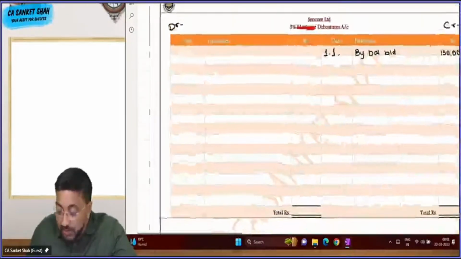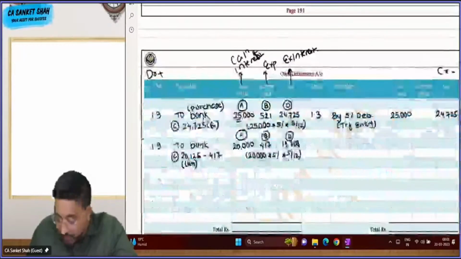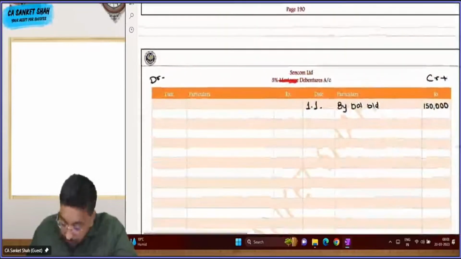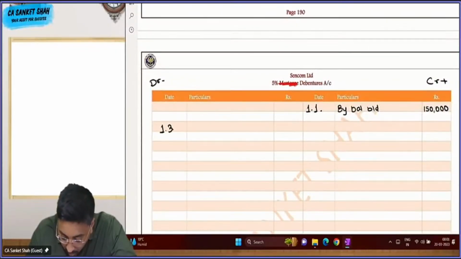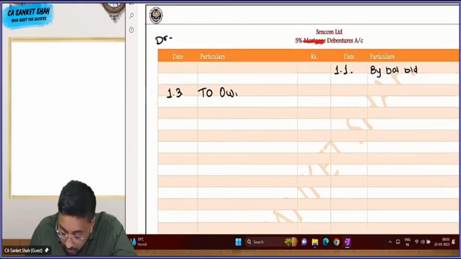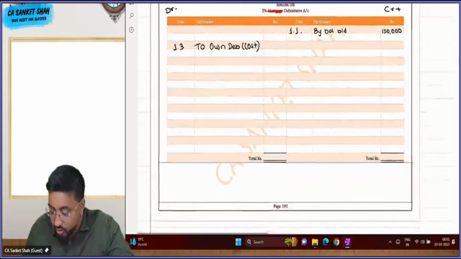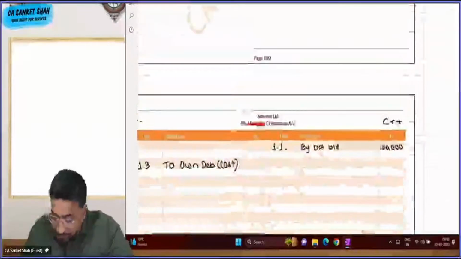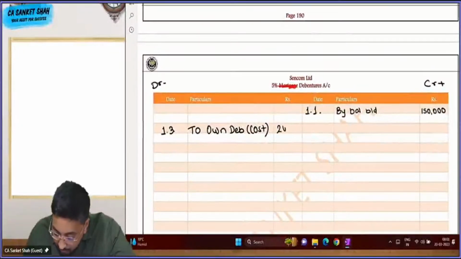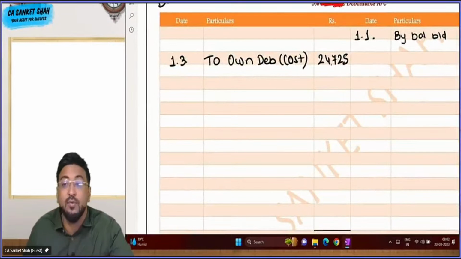Now transfer means better your debentures balance will get reduced. Your liability will get reduced. Why it is getting reduced better? Because you purchase it from open market and cancel it. So on 1st March, I forgot this entry. To own debentures. At cost you are going to record. So at cost means beta 24,725. So your liability of 25,000 you are cancelling it at 24,725.